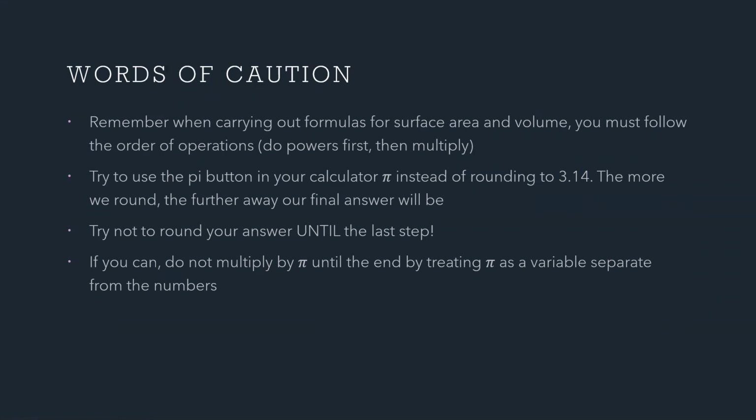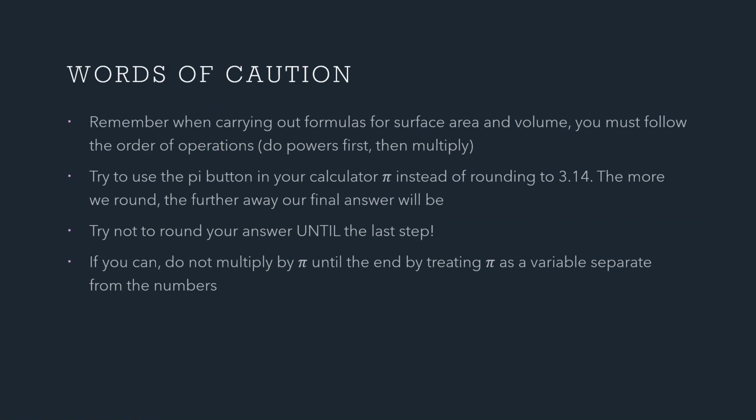So just a couple of things before we end off, just a word of caution. When you're carrying out formulas for surface area or volume, be careful with the order of operations. In my opinion, volume and surface area of a sphere are probably the easiest calculations you can do because you only need the radius. But the tricky thing is that you still need to follow the order of operations. Sometimes people forget this. You always do powers first before you multiply, right? And keep in mind that sometimes you're given the diameter instead of the radius. If so, remember you have to divide by 2 first.